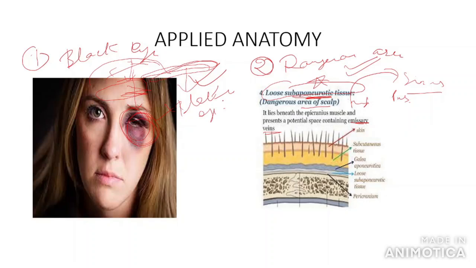Okay? Yeah. So applied anatomy, you have to remember black eye and dangerous area. Dangerous area is loose subeponeurotic tissue. Okay? Any infection in this dangerous area can travel to your sinuses because they have emissary veins. And when we talk about black eye, we have to remember that collection of blood in the subeponeurotic tissue will cause a swelling. That swelling, it will gravitate downwards, and since your frontal area doesn't have any bony attachment, it will go into the eyelids and appear as black eye, right? Yes. So I think that is enough in scalp.